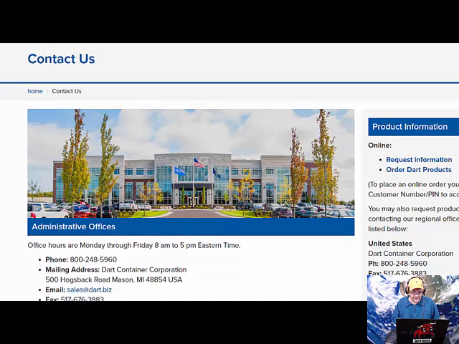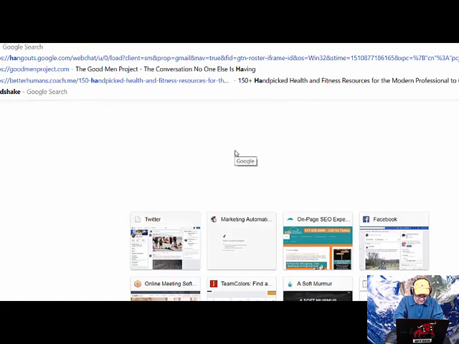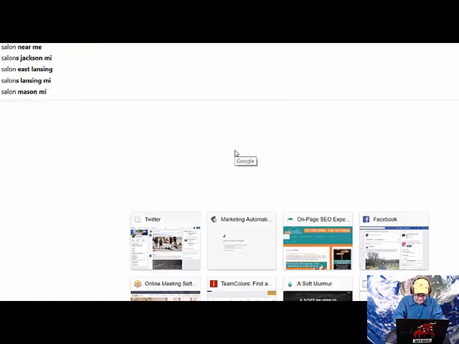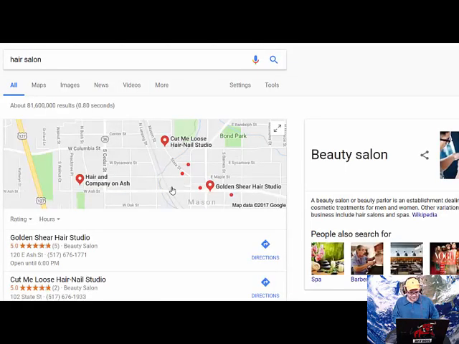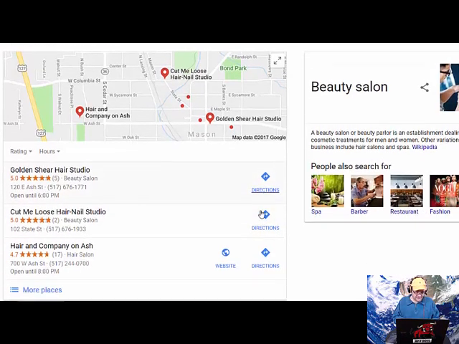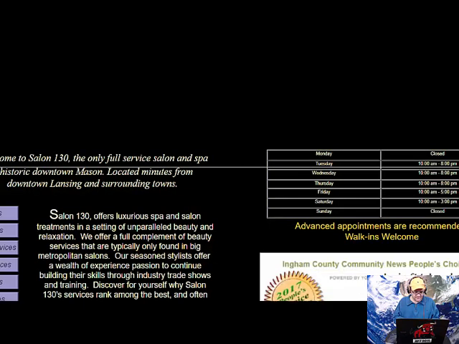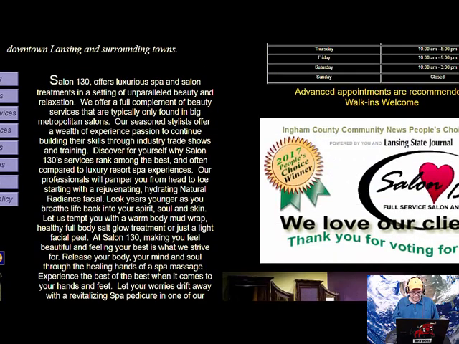All right, let me look for some other golden prospects for Mason Computer Repair. All right, what else can we do? Oh, I know. What about a hair salon? And we have a lot of hair salons in Mason. A lot. Well, here's one. I've never been here.